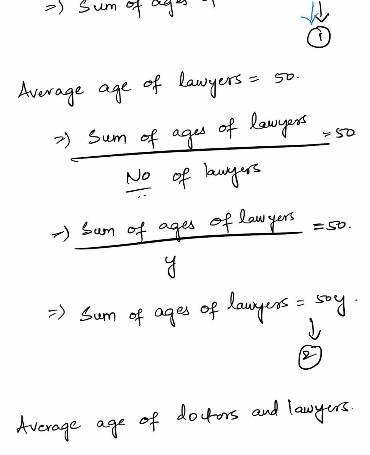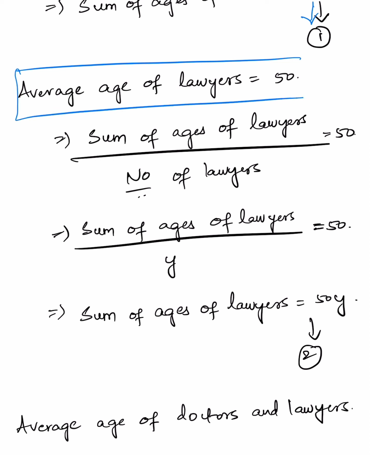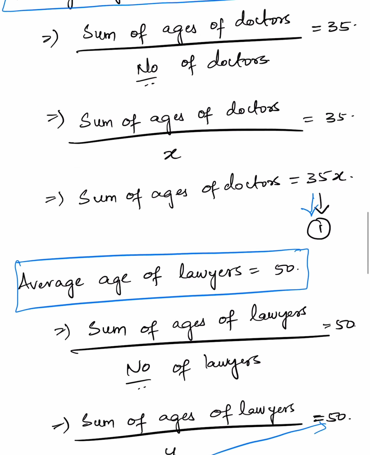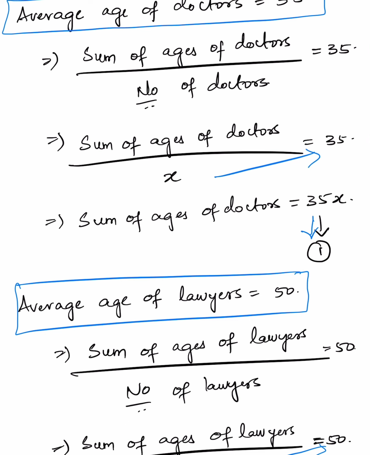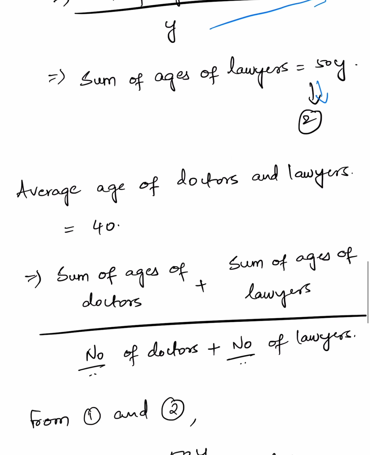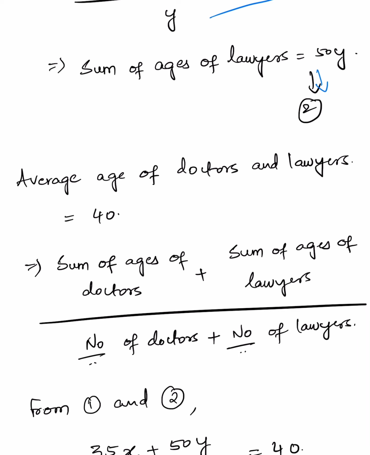Now, average age of lawyers is given as 50. What is average age of lawyers? Sum of ages of lawyers by number of lawyers is 50. But number of lawyers is y. So, sum of ages of lawyers by y equals 50. Therefore, sum of ages of lawyers equals 50y. This is equation 2. So, from equation 1 and 2, we have to do the rest of the problem.